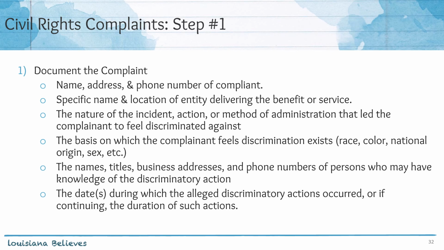Civil rights complaints, Step 1. The first step is to document the complaint and make an effort to obtain the following information. 1. Name, address, and phone number of complainant. 2. Specified name and location of entity delivering the benefit or service. 3. The nature of the incident, action, or method of administration that led the complainant to feel discriminated against. 4. The basis on which the complainant feels discrimination. 5. The names, titles, business addresses, and phone numbers of persons who may have knowledge of the discriminatory action. 6. The dates during which the alleged discriminatory actions occurred, or, if continuing, the duration of such actions. All complaints should then be forwarded directly to USDA.